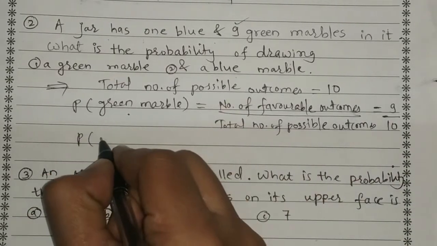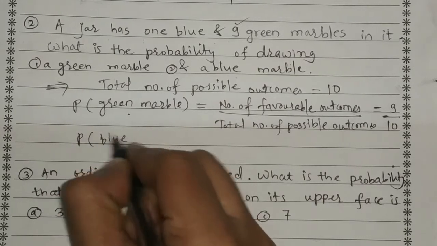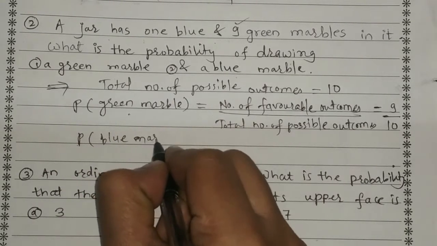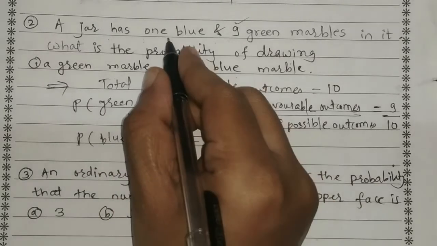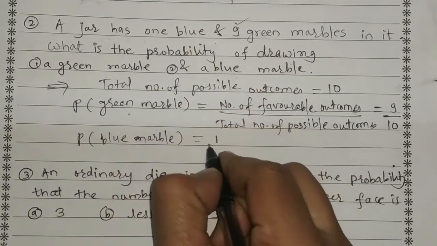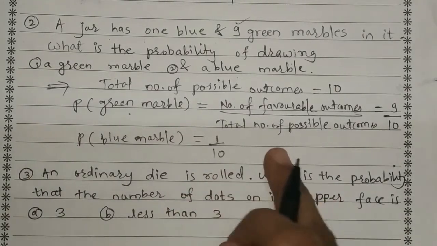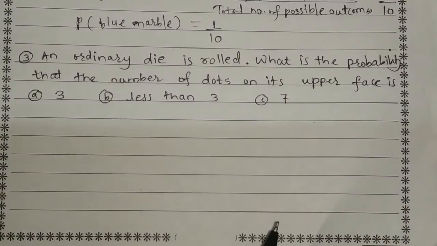Now we have to pick a blue marble. So the probability P of picking a blue marble is going to be, there is only 1 favorable outcome for blue. So 1 out of 10 you can say. 1 by 10 is the probability here.